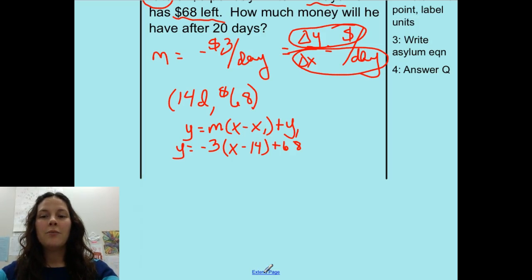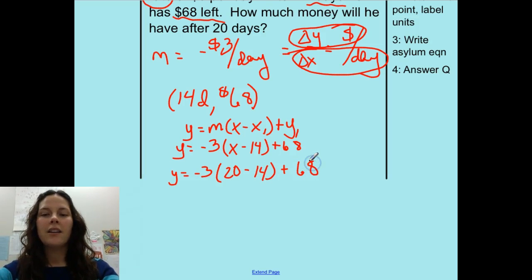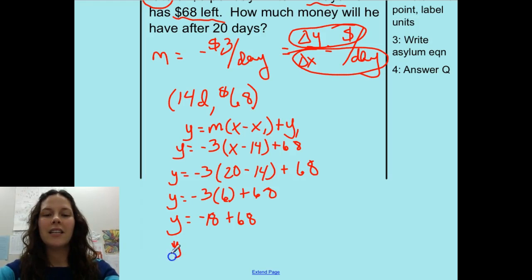Once we have our equation, we can answer the question. So the question is, how much money will he have left after 20 days? So if he continues to spend at the same rate, days was our x-coordinate, so we're substituting 20 for x and solving for y. Using order of operations, we're going to evaluate what's inside the parentheses first. 20 minus 14 is 6, plus 68. Multiplying our negative 3 by 6, we get negative 18 plus 68. And finally, combining our like terms, negative 18 plus 68 would give us $50.